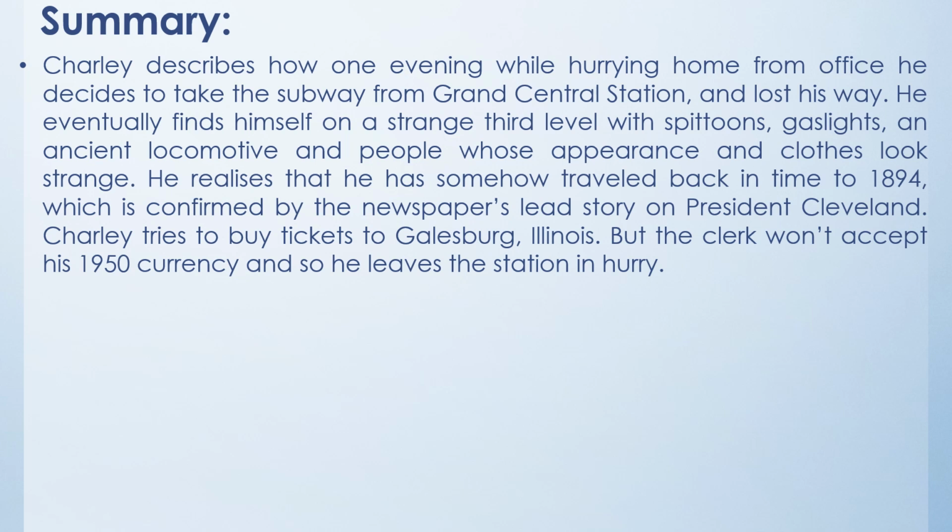Charlie describes how one evening, while hurrying home from office, he decides to take the subway from Grand Central Station and loses his way. He eventually finds himself on a strange third level with spittoons, gas lights, an ancient locomotive, and people whose appearance and clothes look strange. He realizes that he has somehow traveled back in time to the 1890s, which is confirmed by the newspaper's lead story on President Cleveland. Charlie tries to buy tickets to Galesburg, Illinois, the town of his dreams.